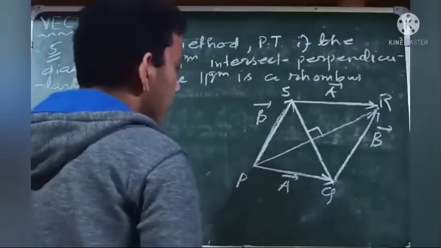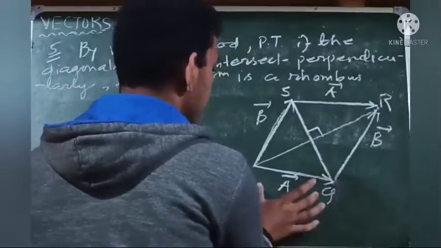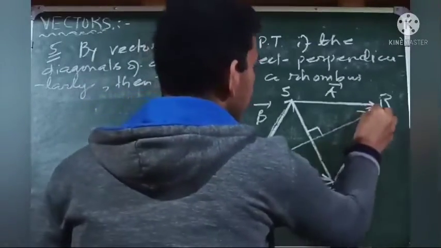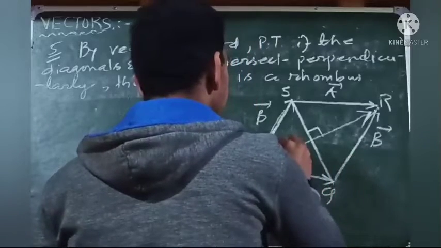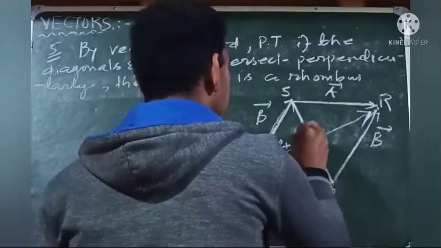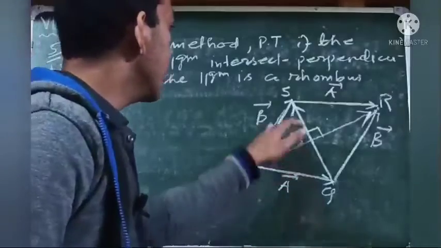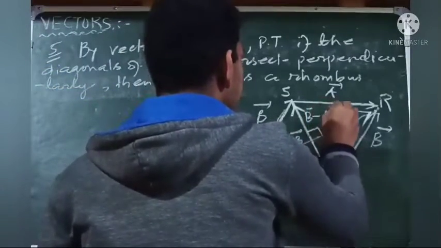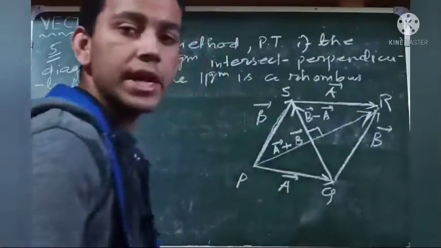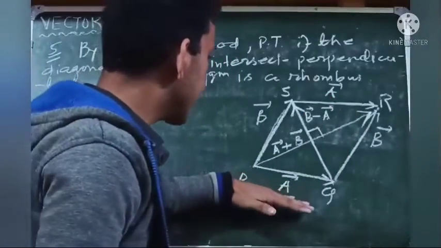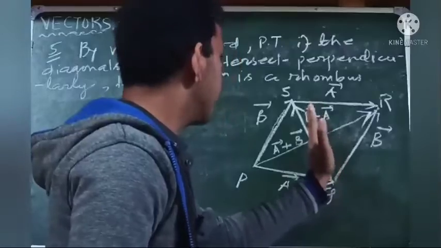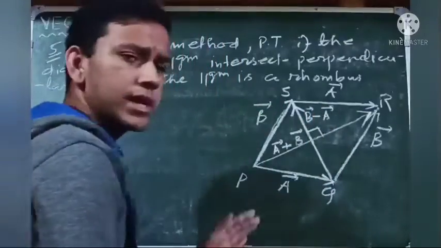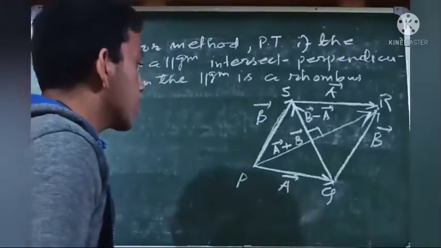Now by triangle law of addition we can see that this A vector plus B vector is going to be this vector. This is A vector plus B vector. Now QS vector is basically B vector minus A vector, because by triangle law of addition we can see that A vector plus B vector minus A vector is going to be this resultant B vector. By triangle law of addition we can easily see this concept.